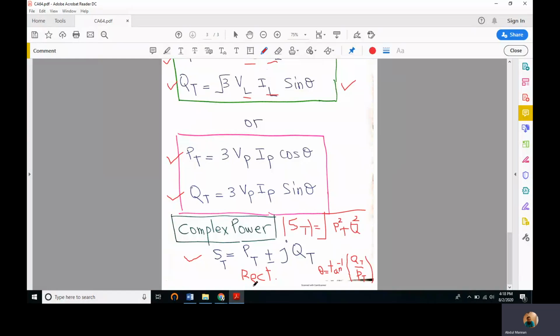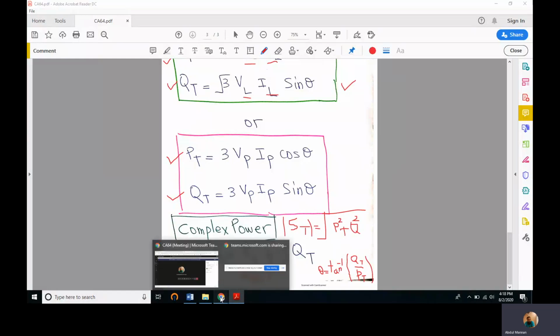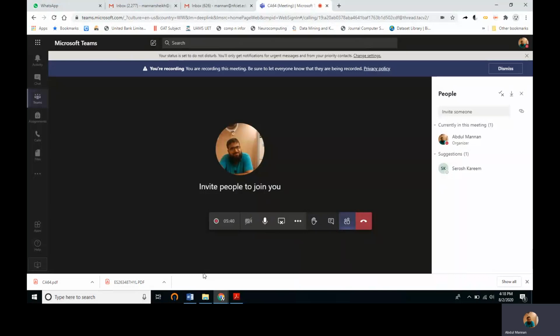So using these simple expressions, we can compute average power, reactive power, and complex power for a three-phase system. In our upcoming lecture, we'll solve a numerical problem related to these three types of power.